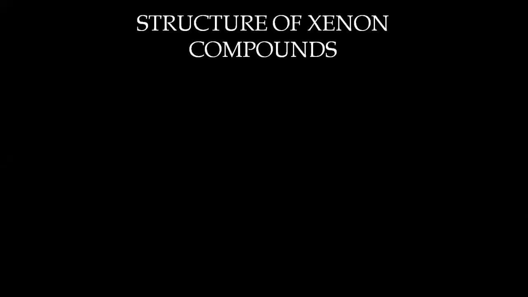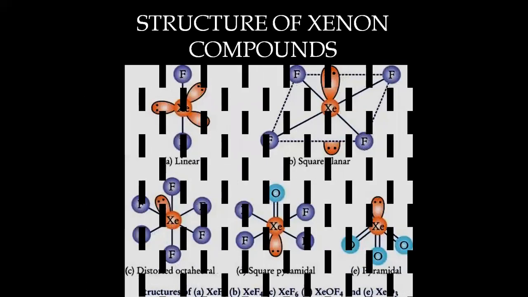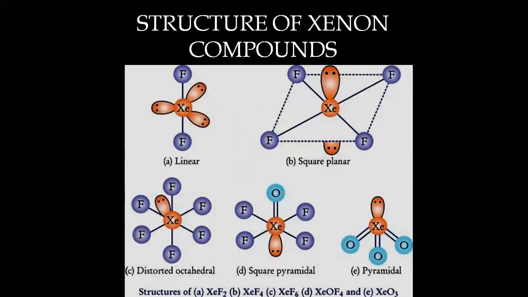Now, finally, coming to the structure of xenon compounds. I have taken a few structures of xenon compounds. XeF2 will be linear, but remember that its geometry is trigonal bipyramidal, having 3 lone pairs, so it goes for a linear structure. XeF4 will be square planar, but its geometry is octahedral since it has 2 lone pairs. XeF6 will be distorted octahedral. It has 6 bonds, but also 1 lone pair. This lone pair repels the other bond pairs, and the angle will not be 90 degrees as in octahedral. That is why we call it distorted octahedral.